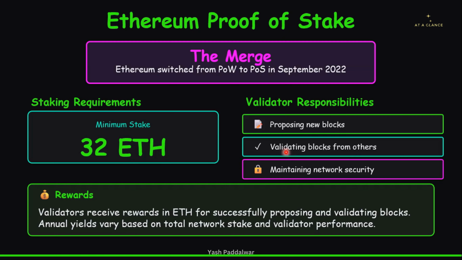Validators have several responsibilities. Proposing new blocks, yes. Next, validating the blocks from others. If a particular block is being developed by another validator, then the validator's task is to validate that particular block. Okay. Maintaining network security is one of the tasks of a validator. Rewards, as I said, validators may receive rewards in ether for successful proposal and validation of blocks. Annual yields vary based on the total network stake and validator performance. So this is not fixed, this varies as per the situation. I hope this particular example is clear to you all.